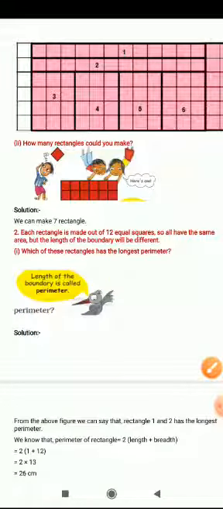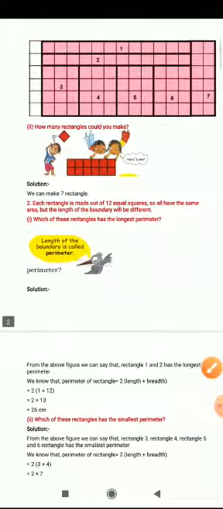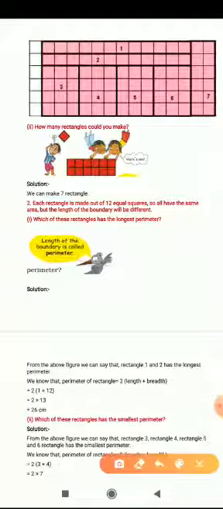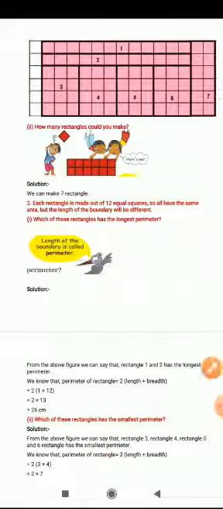Okay, now first question is, which of these rectangles has the longest perimeter? Okay, among these 7 rectangles, we have to find out which rectangle has the longest perimeter. So, from the above figure, we can say that rectangle 1 and 2 has the longest perimeter. Let's find out how.